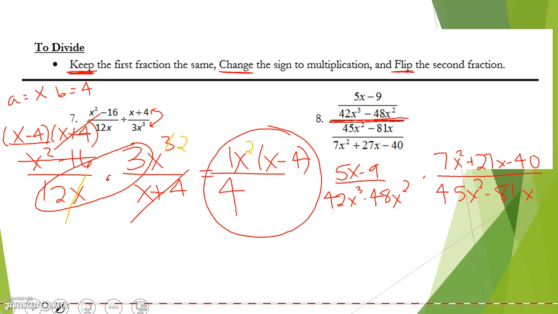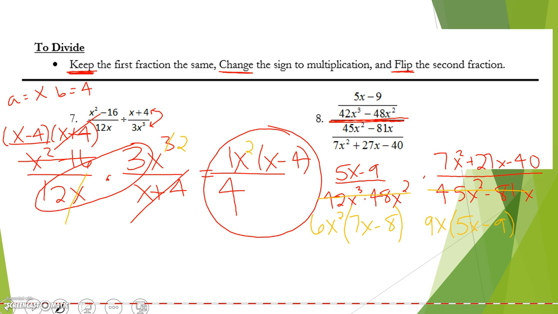Okay, now I'm going to start factoring. So 5x minus 9 can't be factored. This bottom one has a GCF. 6 goes into 42 and 48, and also they both have x squared in them. So when I take 6x squared, I'm left with 7x minus 8. I'm going to go over to the bottom of the second one. It also has a GCF. 9 goes into 45 and 81, and they both have x's. So that leaves me with 5x minus 9.